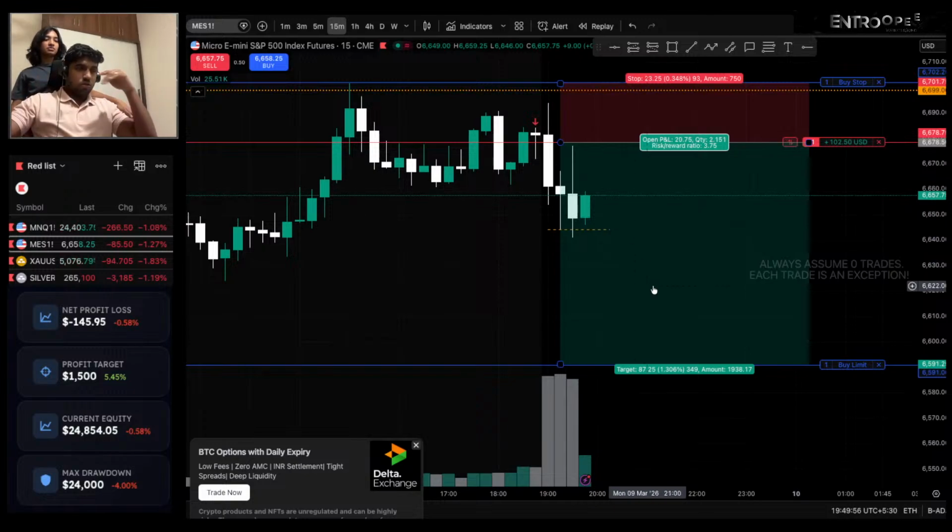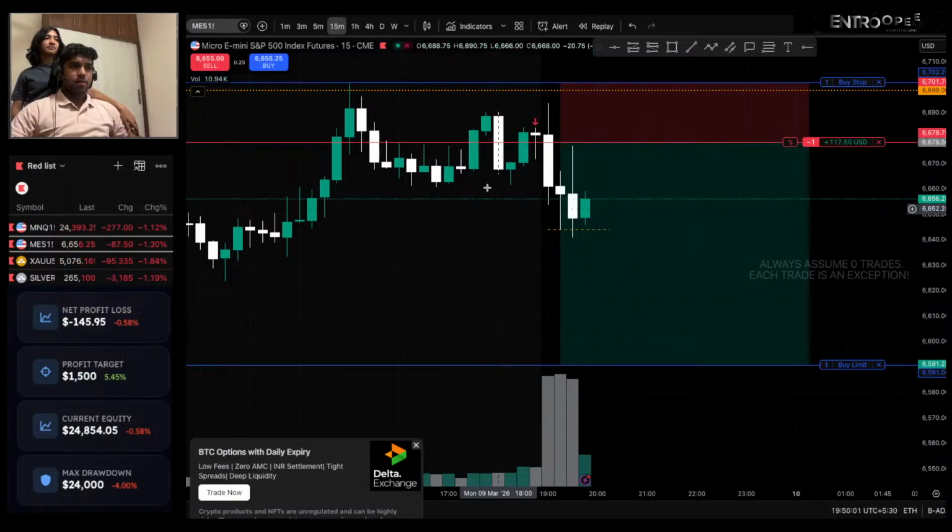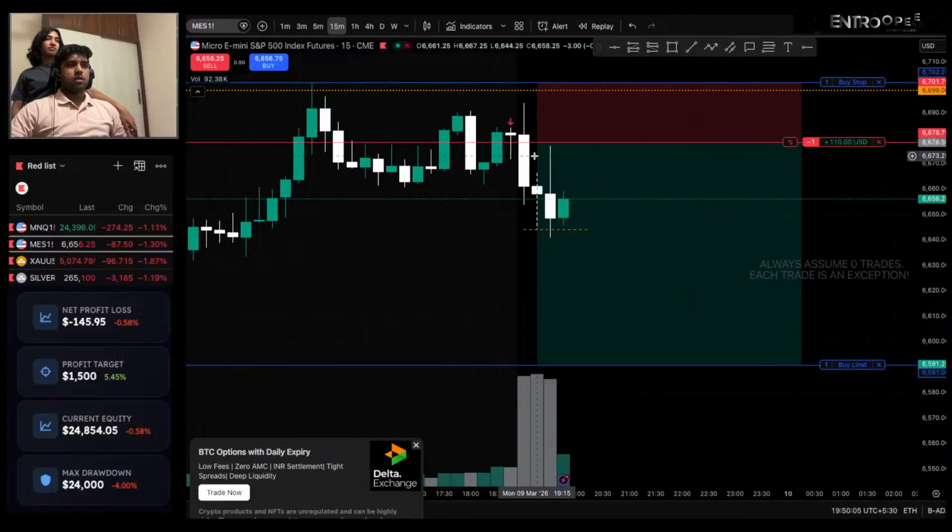Okay. Sorry, mic was not on. I'll repeat. So here is where I entered. This is our target, and this is our stop loss. So this was the entry point. I entered on this candle. Why do you think the price will come down?